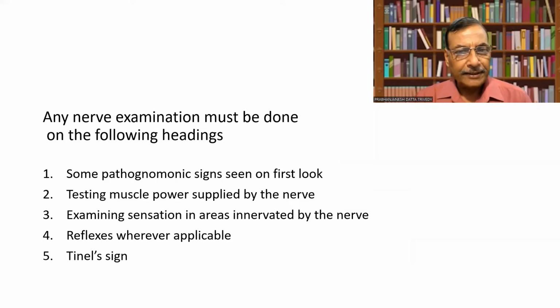The steps of the examination should be under the following headings. You must look for some pathognomonic signs. You have to test the muscle power supplied by the nerve and grade it. You have to do the sensory examination of the area innervated by the nerve. You have to look for the reflexes wherever possible. In the ulnar nerve, there is hardly any reflex that you can see. And lastly, we will do the Tinel sign in a case of suspected ulnar nerve injury.